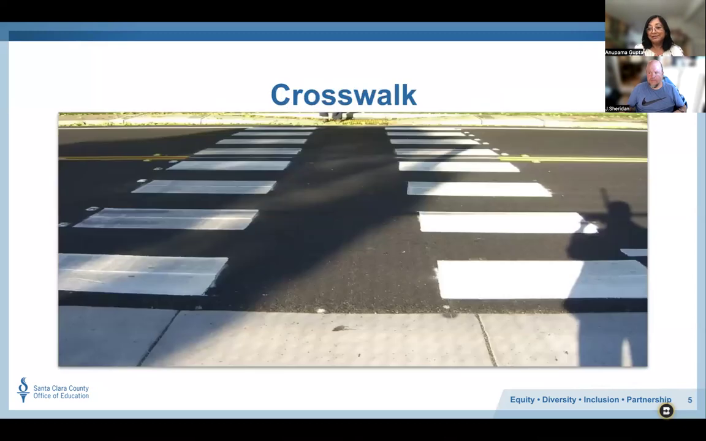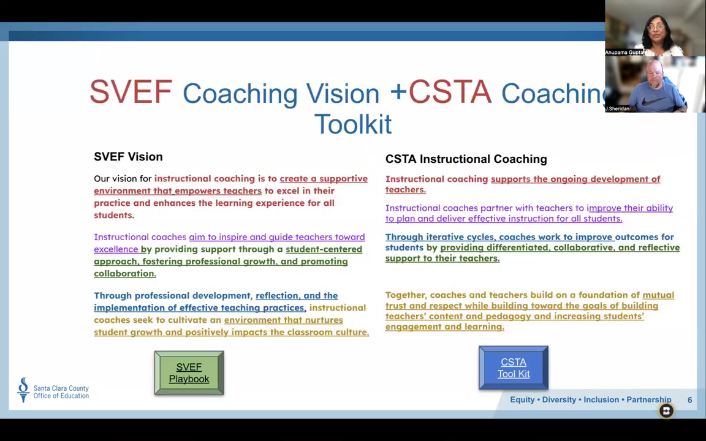Moving on, as I said, I'm going to do a crosswalk between the two. On one side you will see the SVF vision statement, which I got from the SVF playbook. I'm sure you must have seen that one, right? It is right here, and I have the link right down there too.